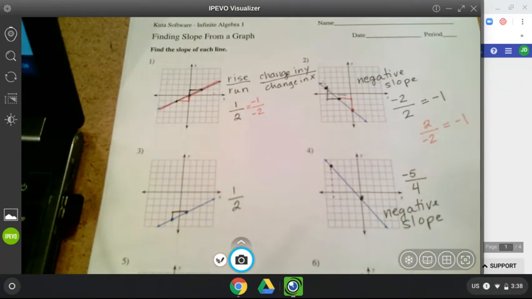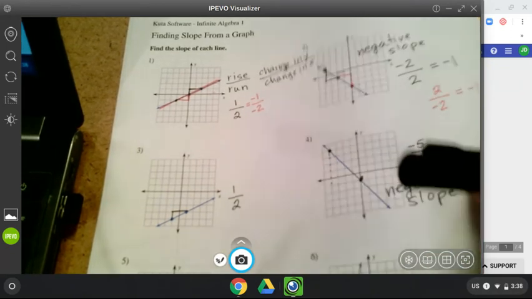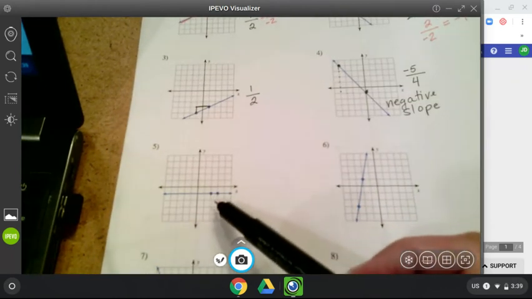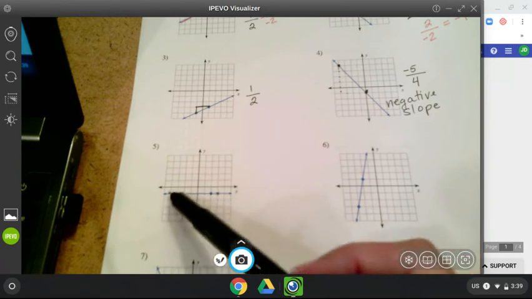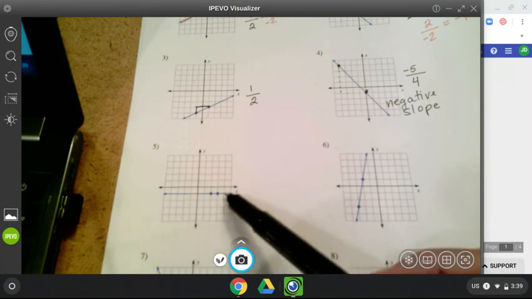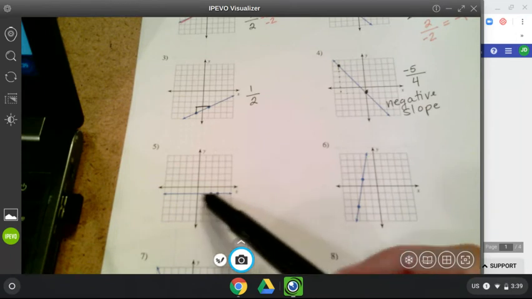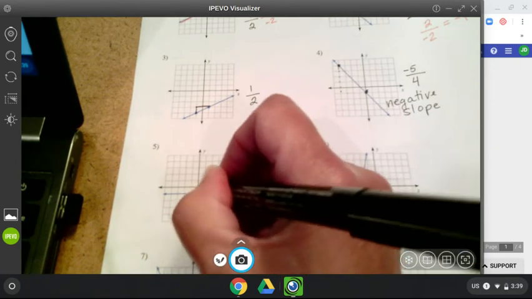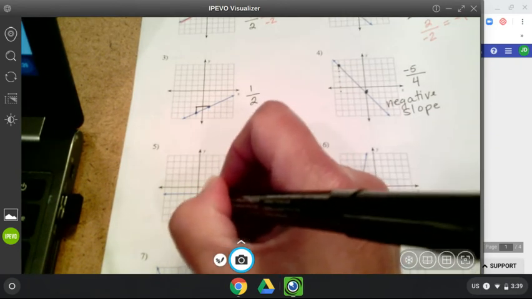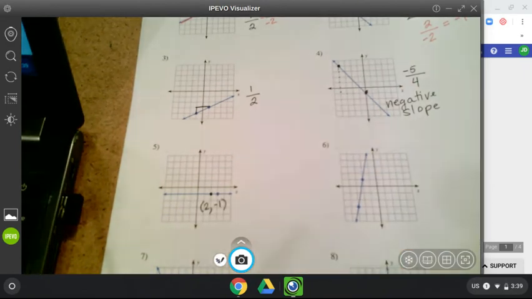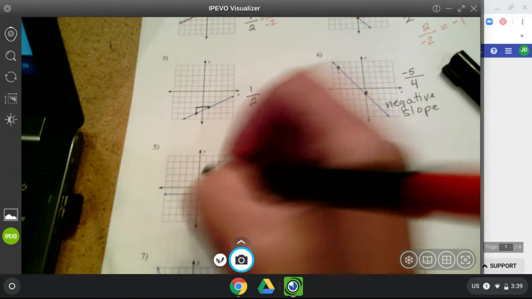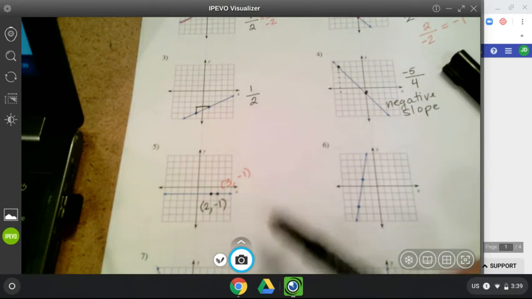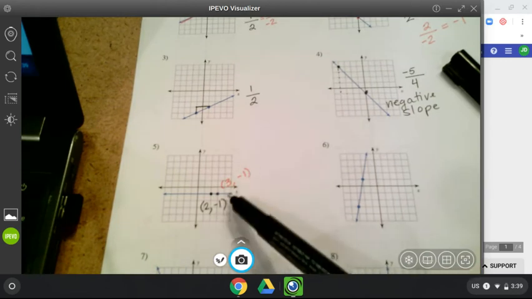So you asked me about zero slope and undefined. So a zero slope is like this one here, number 5. There's literally no change. As the x is increasing or decreasing, all the y values are staying the same. So if I look at each of these points, like this one right here, that's at 2 and -1. This point right here is at 3 and -1. So you can see the y values are not changing at all.